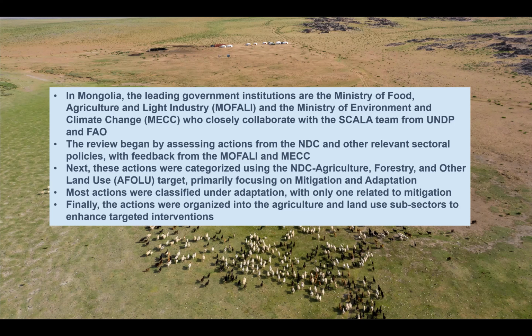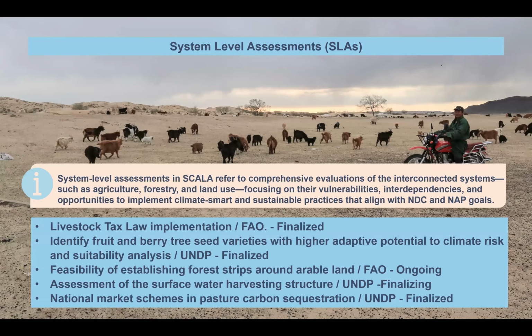And then the review began by assessing those actions from the NDC 2020 and also its action plan. We also considered other relevant sectoral policies. For example, in the agriculture sector, maybe the long-term or short-term strategies, and in gender aspects as well. The next step was that the actions were categorized using this NDC FAO target, and we primarily focused on mitigation and adaptation. The next slide will present how this CAR matrix is used to conduct the system level assessment in Mongolia as well.